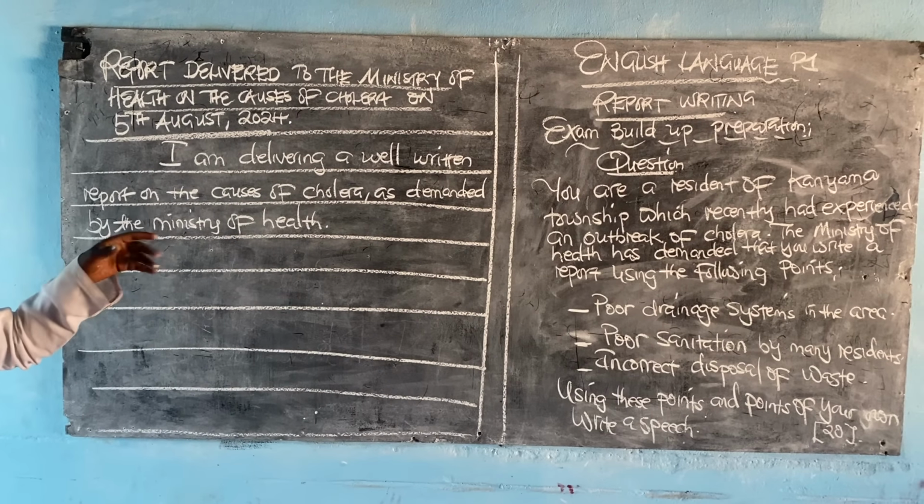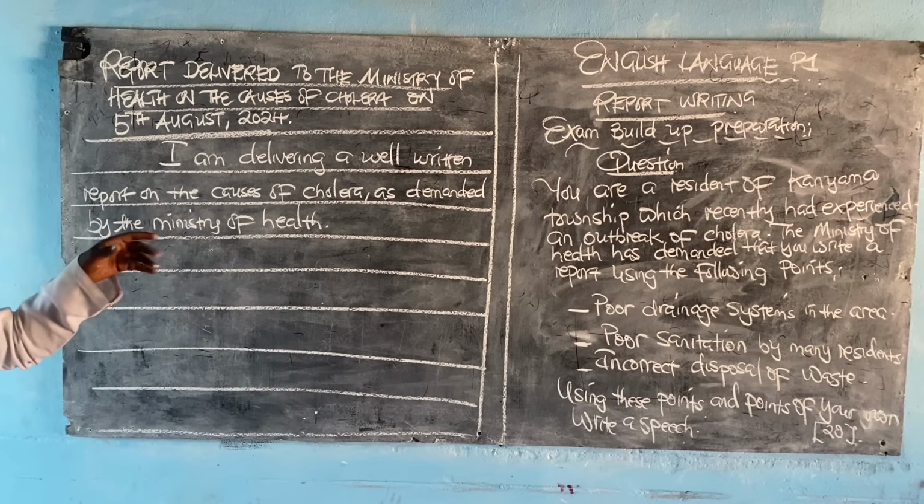So we're going to say, firstly, Kanyama Township has a poor drainage system, and this makes rainy water to be stagnant, giving room to bacteria and germs to birth.